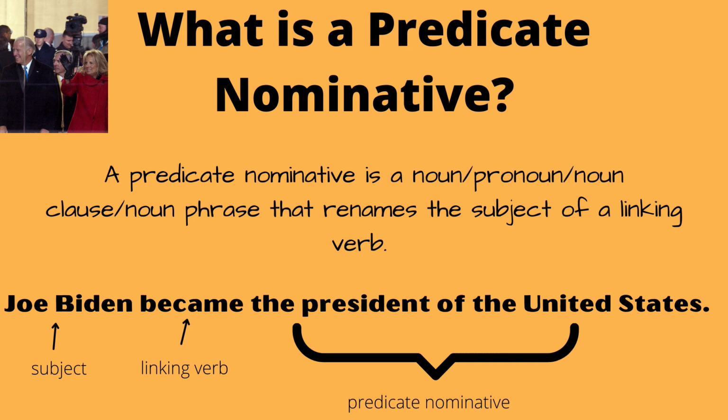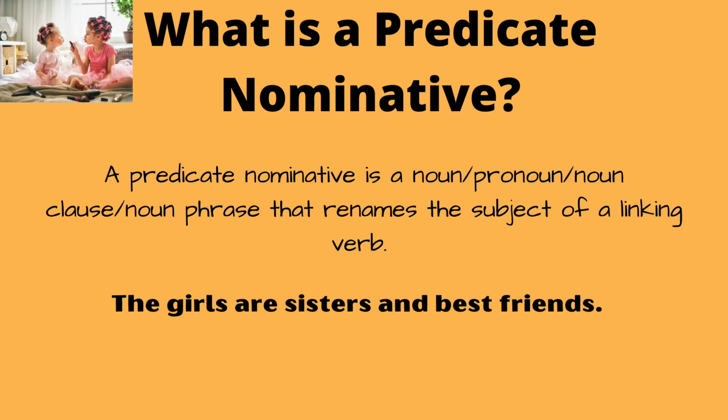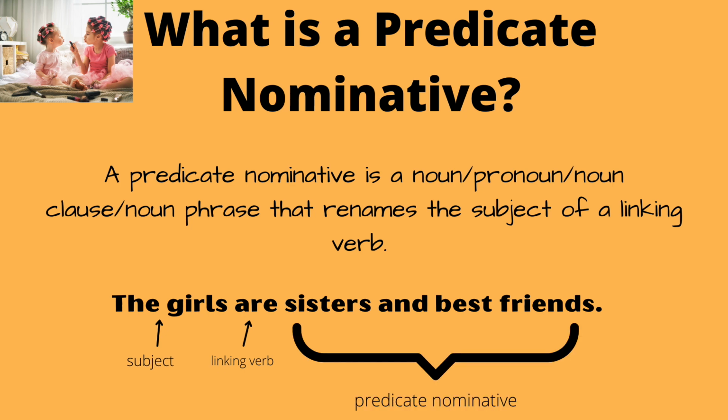Okay, one more example of predicate nominative, and then we'll move on to predicate adjectives. The girls are both sisters and best friends, okay? Our subject is the girls, and our linking verb here is are. We have two nouns that are connected by that linking verb. Sisters and best friends. So it's a compound predicate nominative. All right, and these two nouns both rename the girls. They are both sisters, a noun, and best friends, a noun phrase.